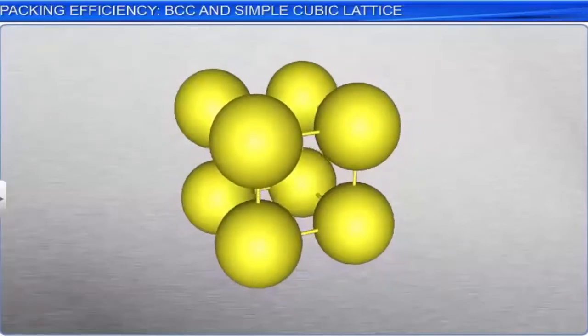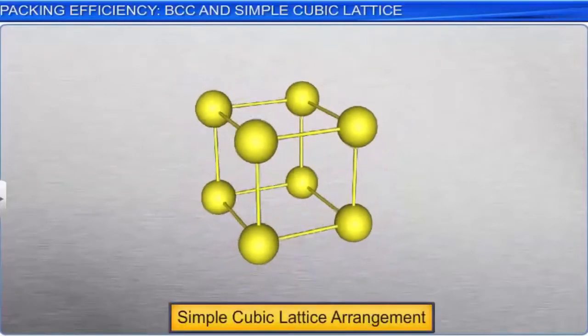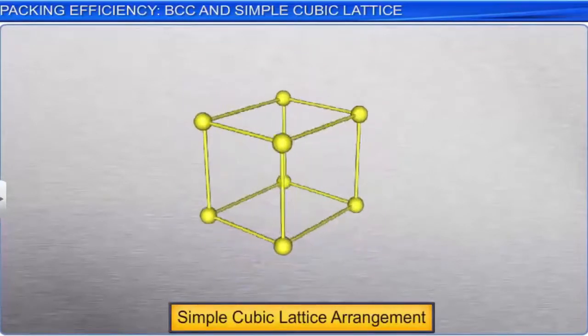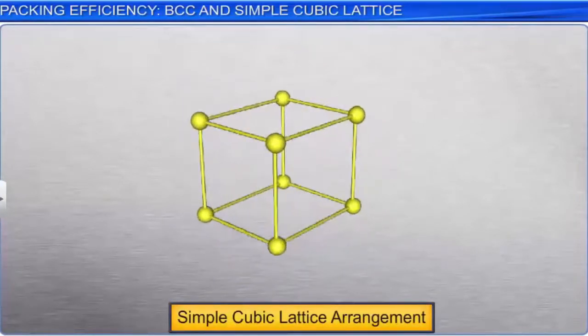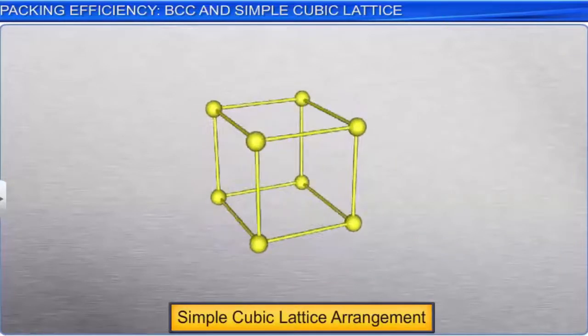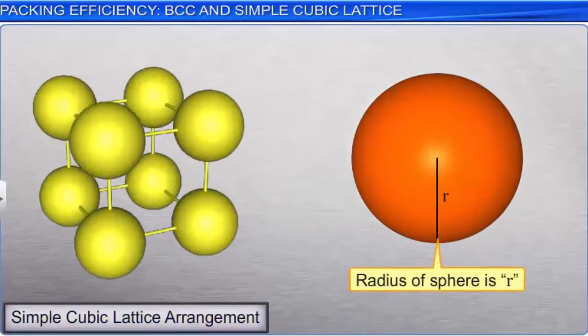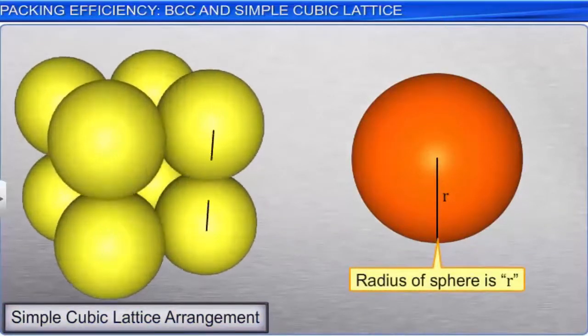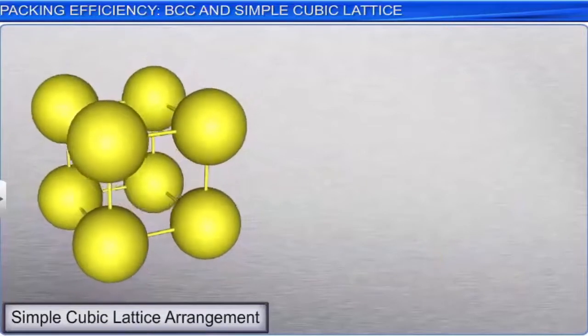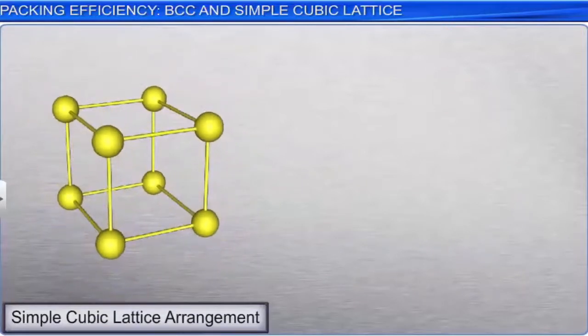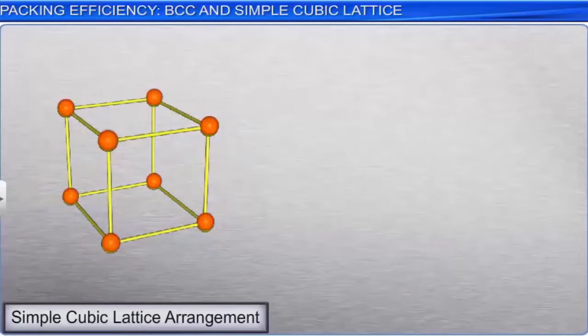Now let us study the simple cubic lattice arrangement. In this arrangement, the particles are present only at the corner lattice points of a unit cell. Each unit cell has 8 spheres with radius r. The edge length of a unit cell is A is equal to 2r. All these 8 spheres are present at the corners of a unit cell, as shown here.